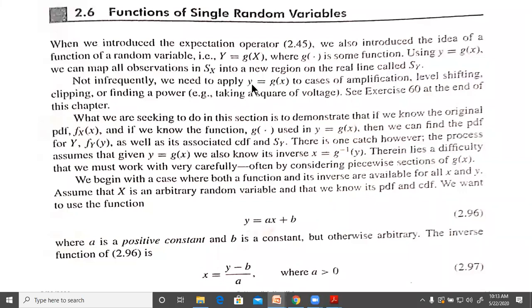This type of function, y equal to g(x), is generally used in many applications such as amplification, level shifting, clipping, or finding a power. All these are different applications. Finding a power is similar to taking the square of the voltage.